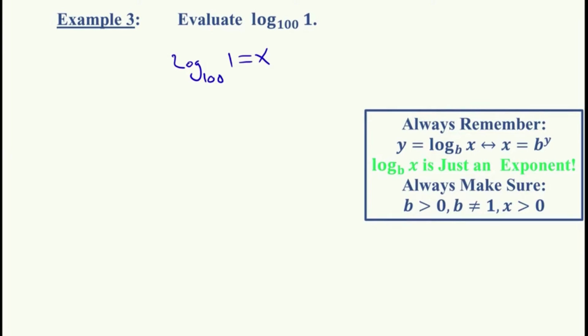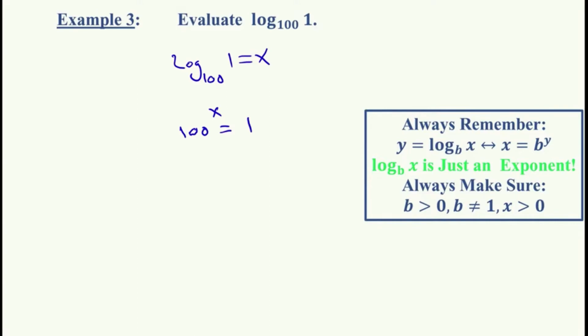Remember, the base, which is 100, is also going to be the base of the exponential equivalent, and the entire log, so all of that, which is x, is going to be the exponent, and the argument is going to be the whole power, so equals 1. So now we have to ask ourselves, 100 to what power could possibly be 1?